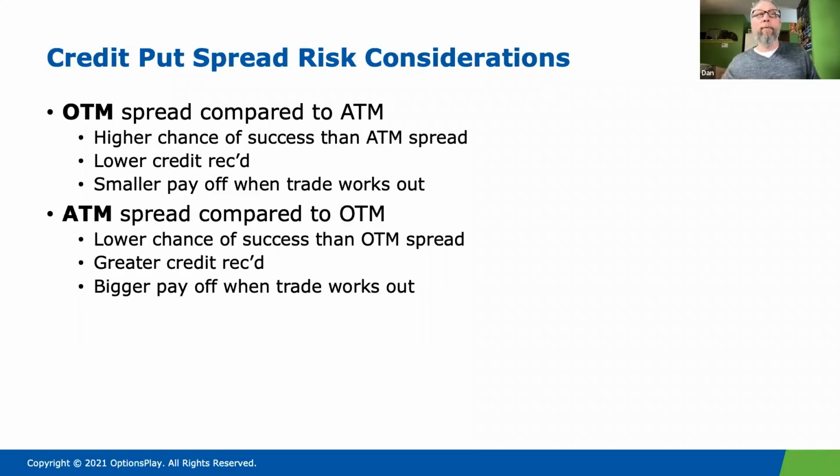But if you look at it from a risk reward standpoint, even though the out of the money spread is a higher chance of success, your profit is much smaller and your loss is much bigger. So they're almost like different types of trades altogether, out of the money credit spreads and at the money credit spreads.